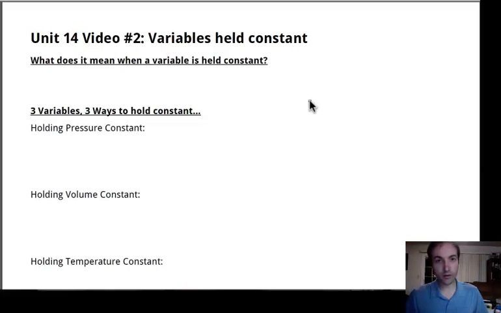We're going to continue to talk about gas laws. And the main topic we're going to talk about today is what happens when a variable is held constant. So let's start off with, what does it mean when a variable is held constant?